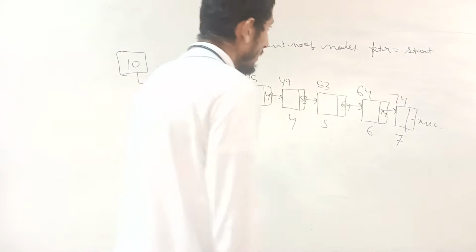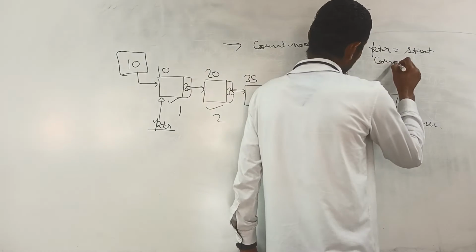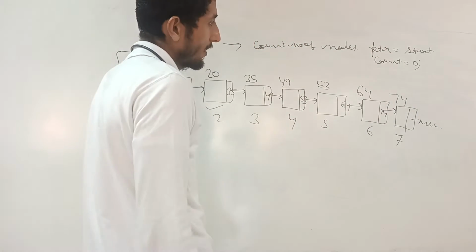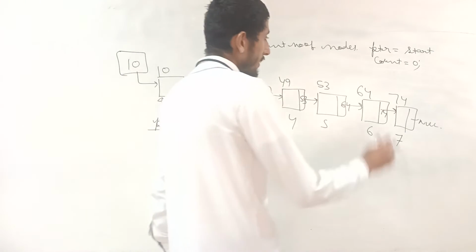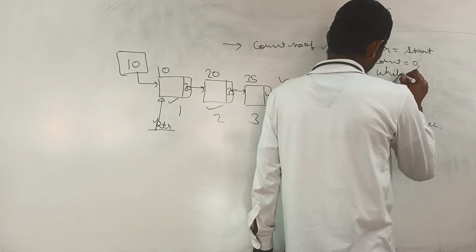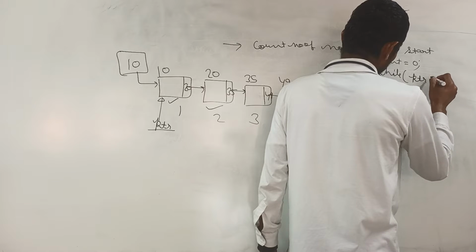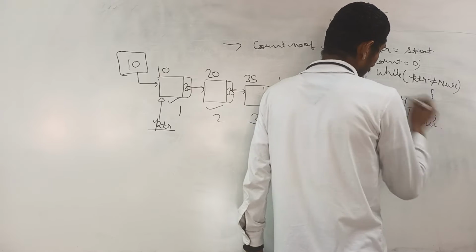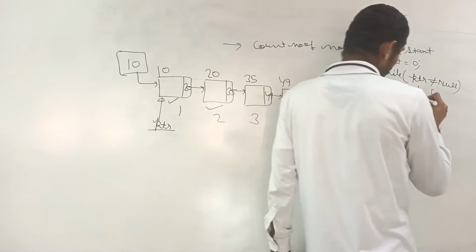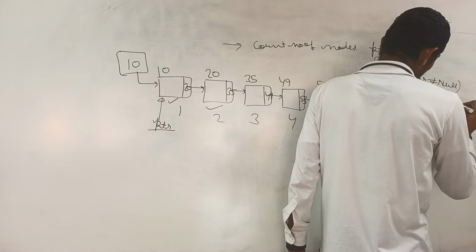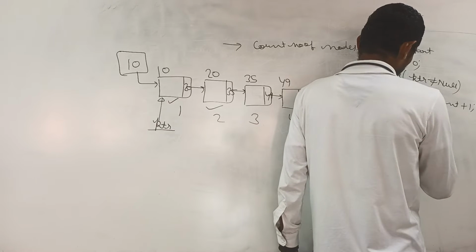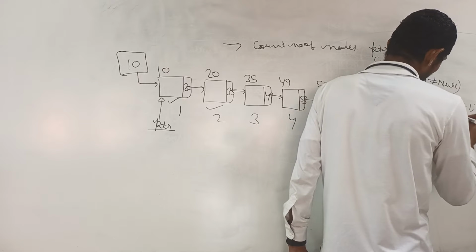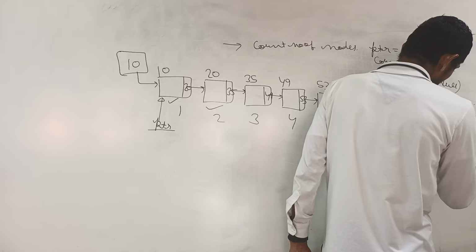Then what can I do? I can take a variable count and initialize it to 0. Then I will apply a while loop while ptr is not equal to null, and every time I enter inside the loop, there will be at least one node, so I will increment the counter and I will set ptr to the link of ptr.